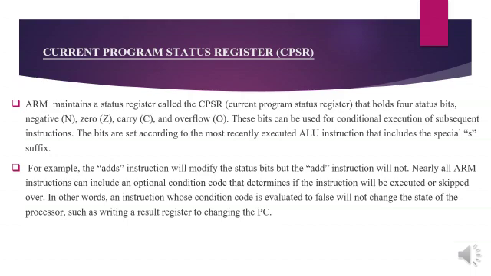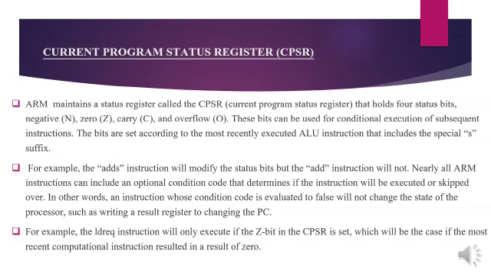Nearly all instructions can include an optional condition code that determines if the instruction will be executed or skipped over. In other words, an instruction whose condition code evaluates to false will not change the state of the processor, such as writing a result register or changing the PC. For example, the ADDEQ instruction will only execute if the Z bit in the CPSR is set, which will be the case if the most recent computational instruction resulted in 0.